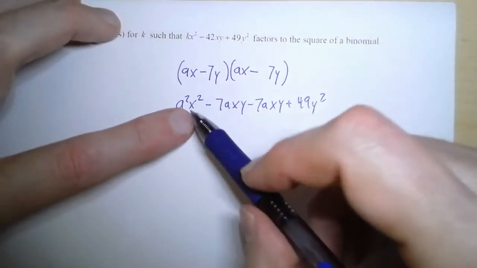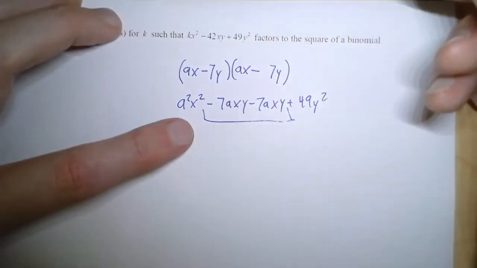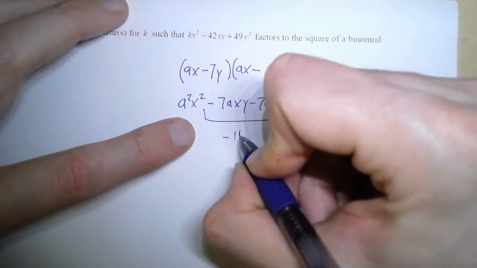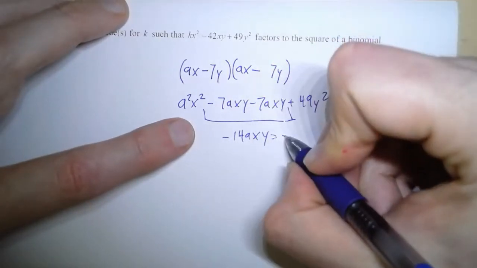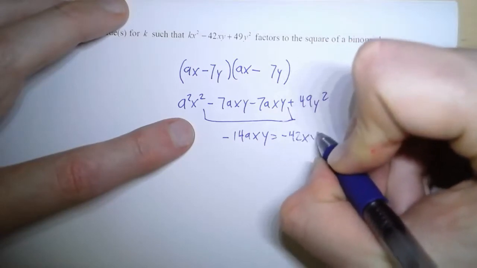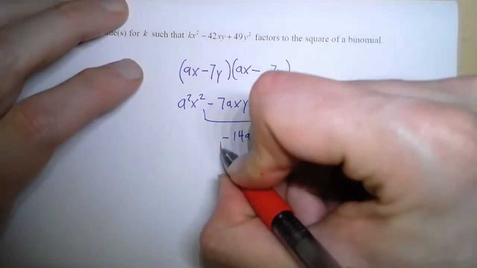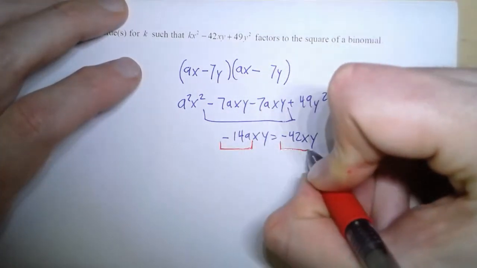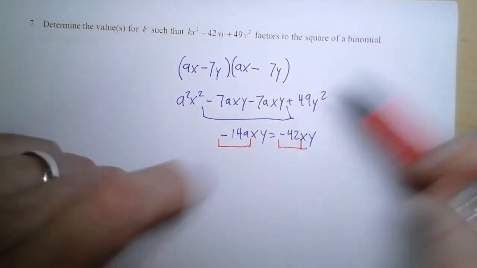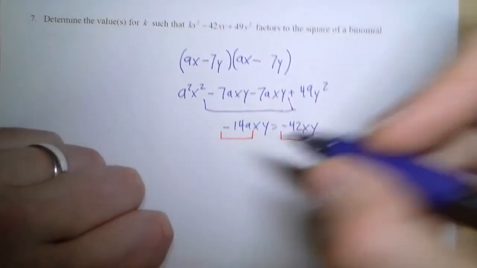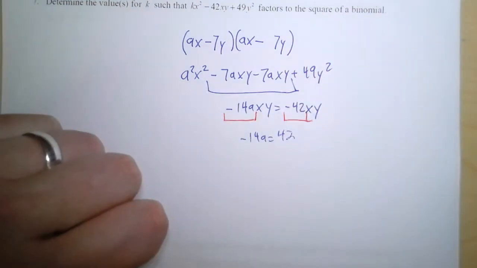Now this term has an x squared, already got that. But these two terms have xy in them. This is minus 14axy. But we know that this has to equal negative 42xy. So, all we're really concerned with is this part right here, because, well, the xy's are the same. So, negative 14a has to equal negative 42.